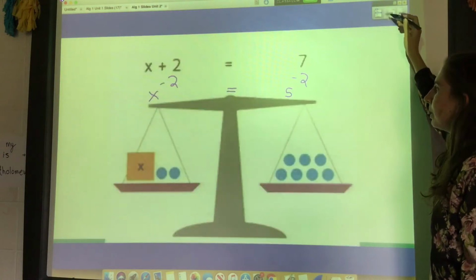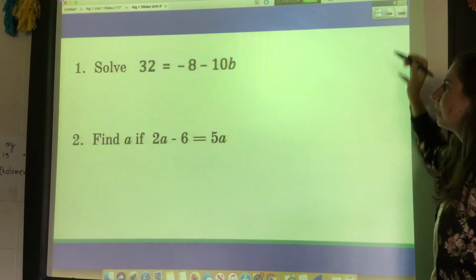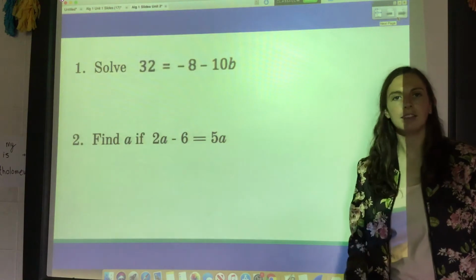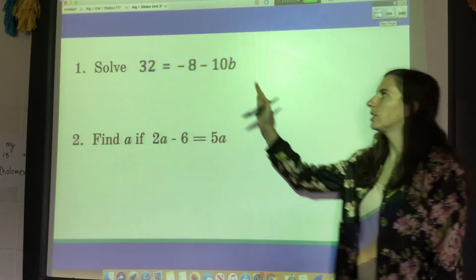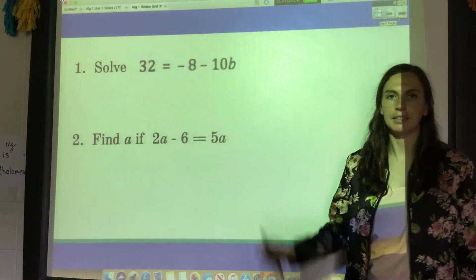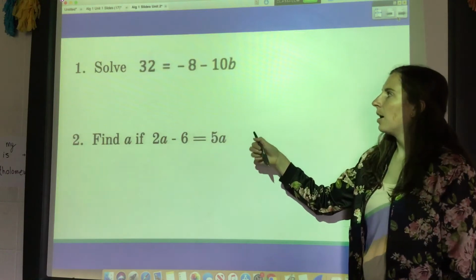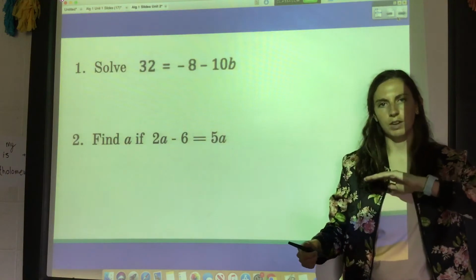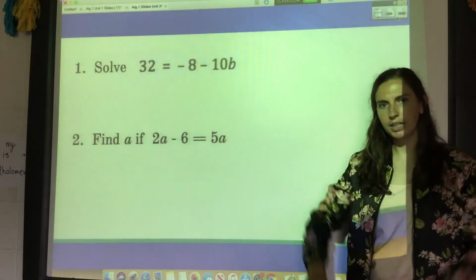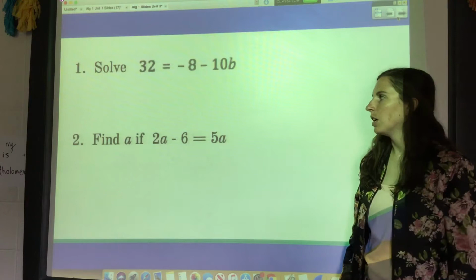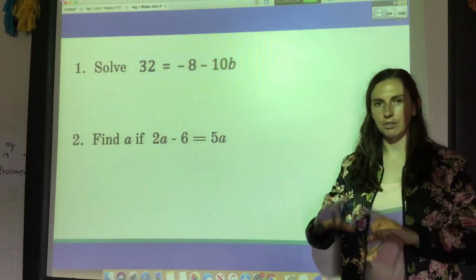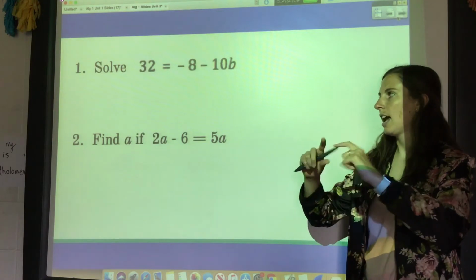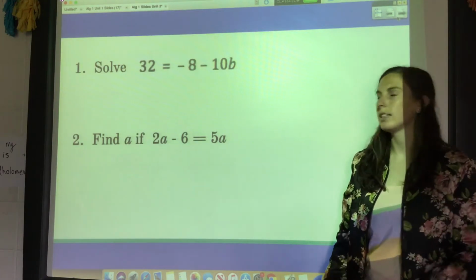All right, I did want to mention that as we're solving these, basically you're just trying to get the variable by itself. So to do that, you need to move everything away from the variable, like get it out of its space. And what you're going to do is backwards of the order of operations. Since we're undoing things, you work backwards. So adding and subtracting, we get rid of first, then multiplying and dividing, and then exponents, then anything in parentheses.